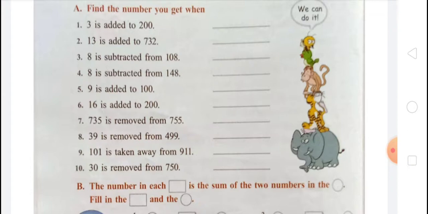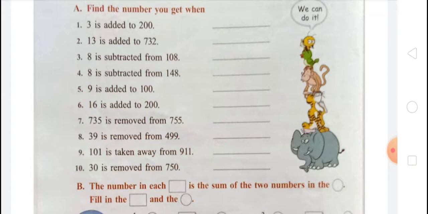3 is added to 200. 200 plus 3 equals 203. Second, 13 is added to 732, that is 745, because 732 plus 13 equals 745. Question 3, 8 is subtracted from 108. So 108 minus 8 equals 100. Question number 4, 8 is subtracted from 148. So 148 minus 8 equals 140. Question number 5, 9 is added to 100. That means 100 plus 9 equals 109.